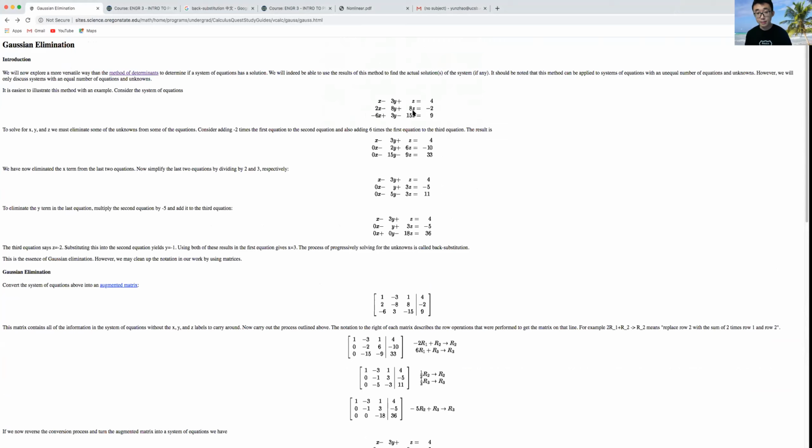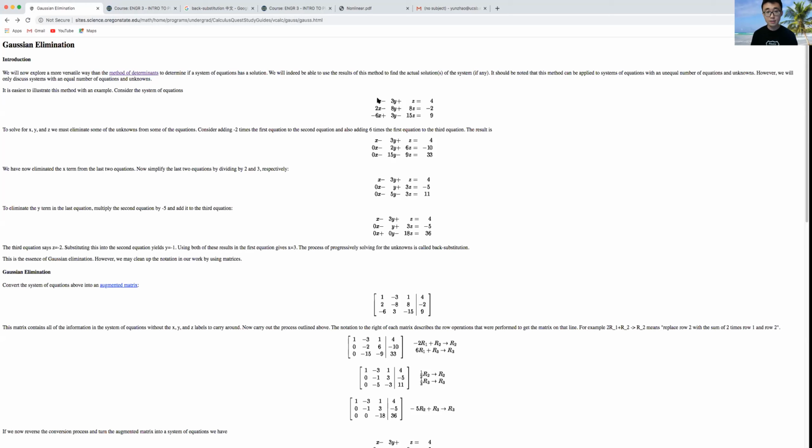And the method of determinant applies to all these square matrices A. With this method, we can determine whether a system of equations has a solution or not, but we don't know what the solution is. So we need Gaussian elimination to find the exact solution for this system.